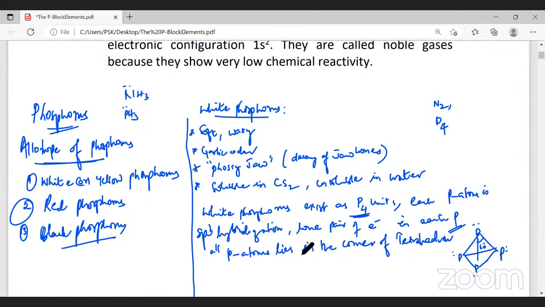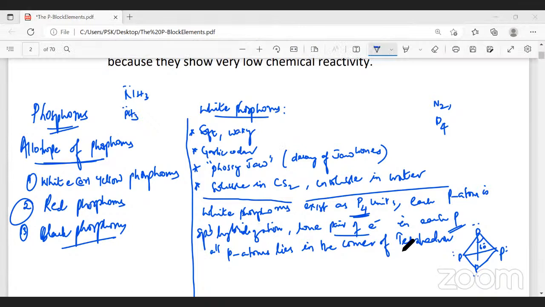Now, this is about white phosphorus. So white phosphorus exists as P4 units. Each phosphorus atom is sp3 hybridized, and each phosphorus atom contains a lone pair of electrons. All the phosphorus atoms lie in the corner of a tetrahedron. So therefore, the shape of the molecule is a tetrahedron, and the bond angle is 60 degrees.